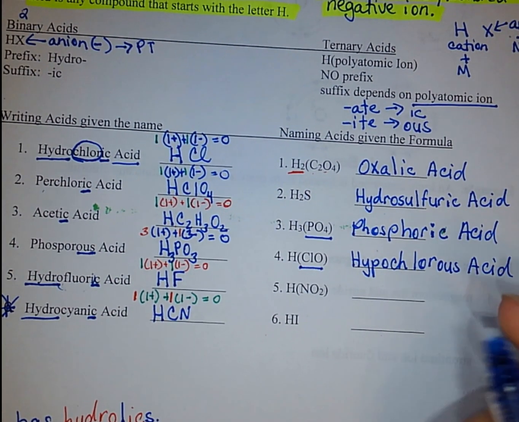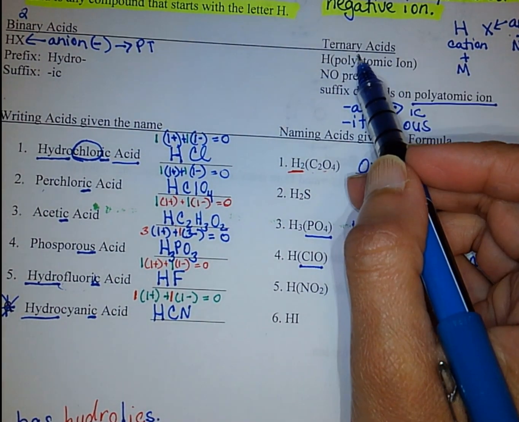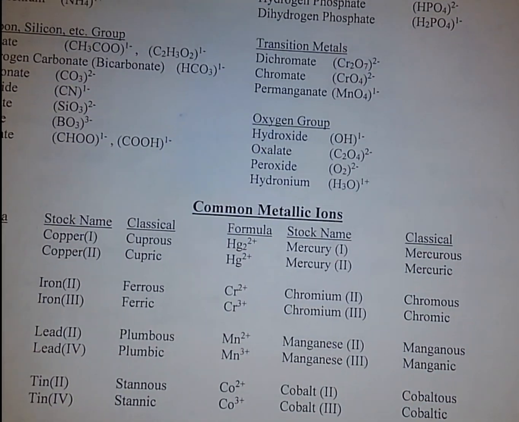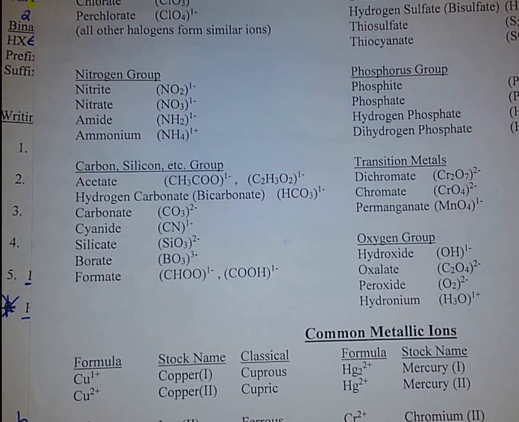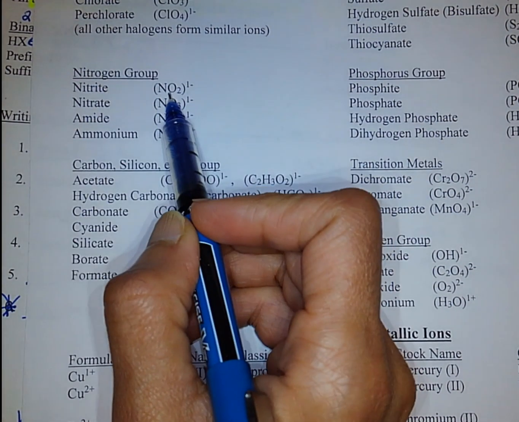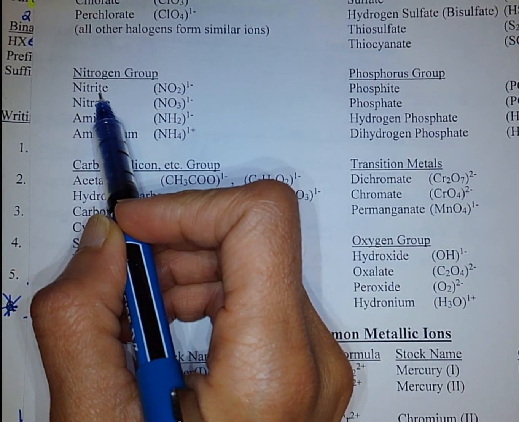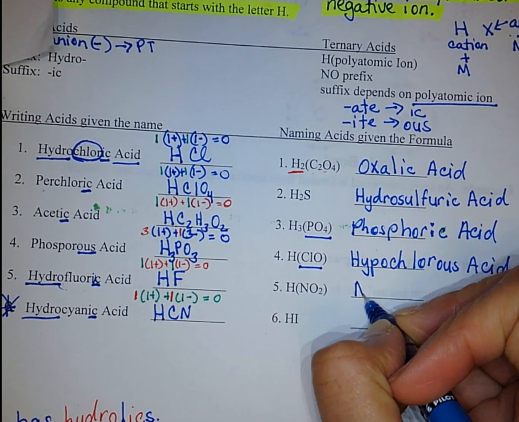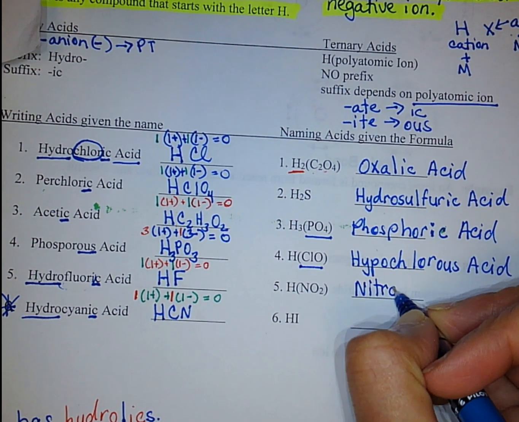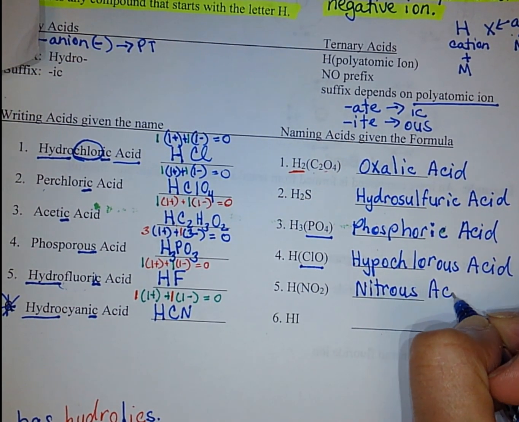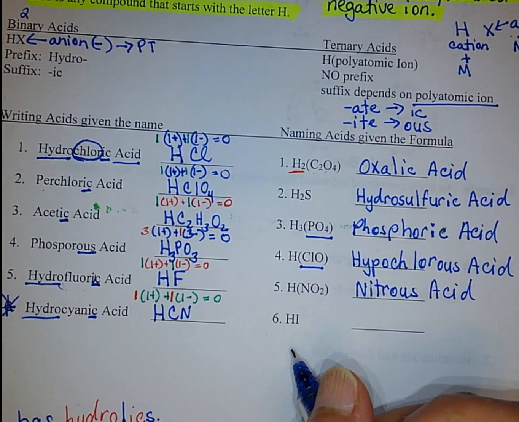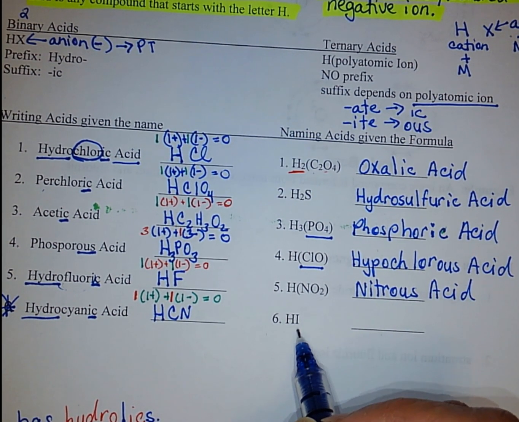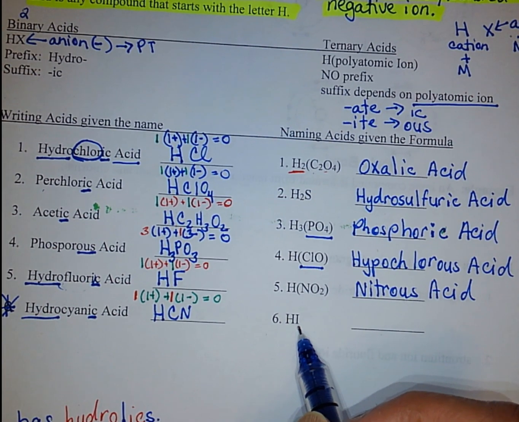And okay, so the next one is once again a polyatomic. It's ternary. You're looking at NO2. NO2 happens to be part of the nitrogen group in your polyatomic chart. So it's NO2, that is nitrite. The ITE will be replaced by OUS. So this will be nitrous acid.